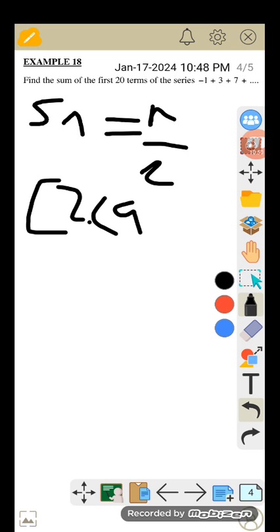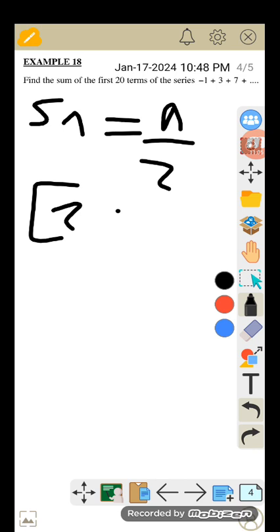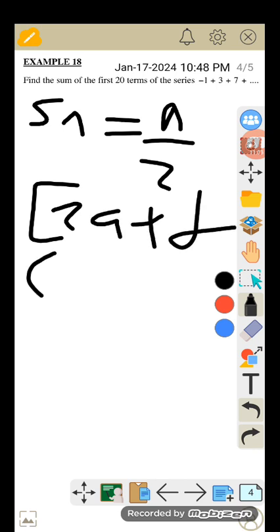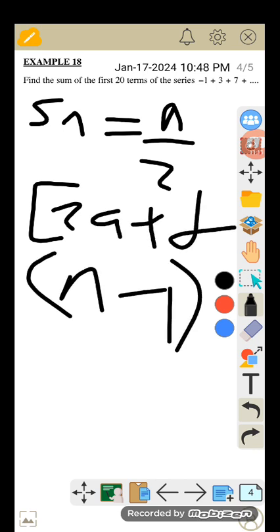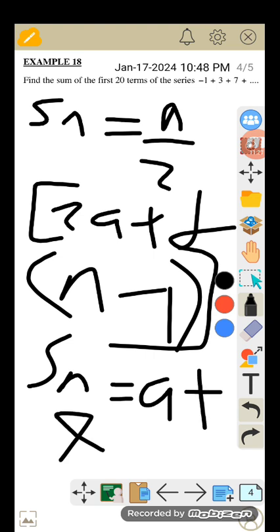2a... It seems like I forgot it for the moment. N over 2 multiplied by [2a plus d into n minus 1]. You see, this formula, or Sn is equal to n over 2 multiplied by a plus l, where l is our last term.